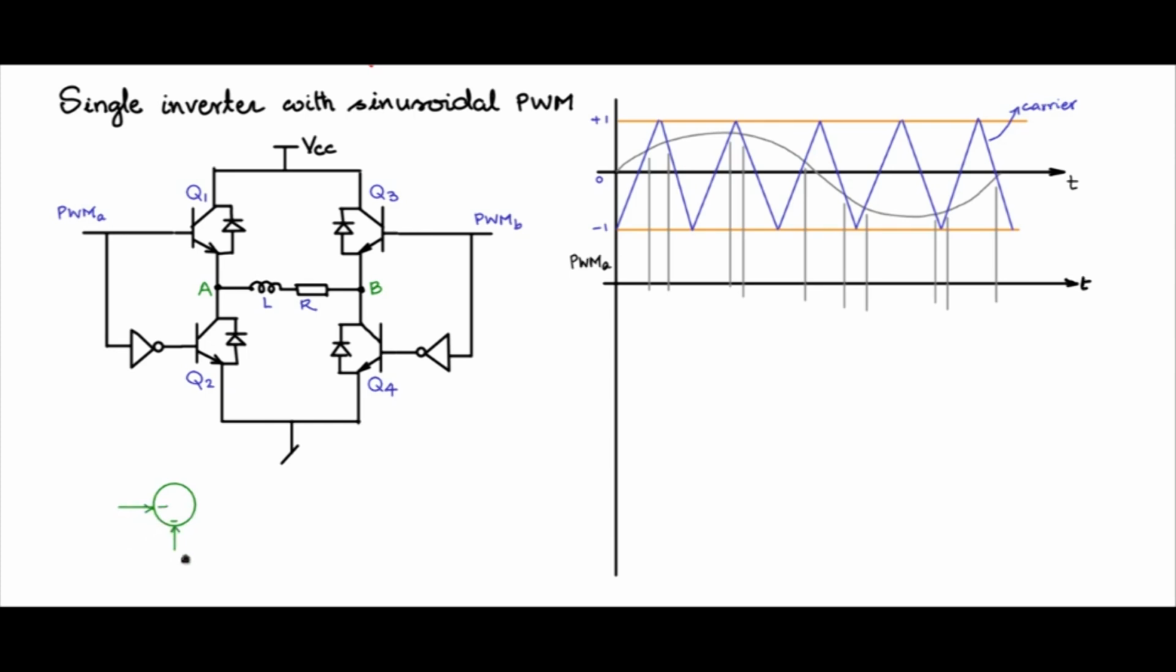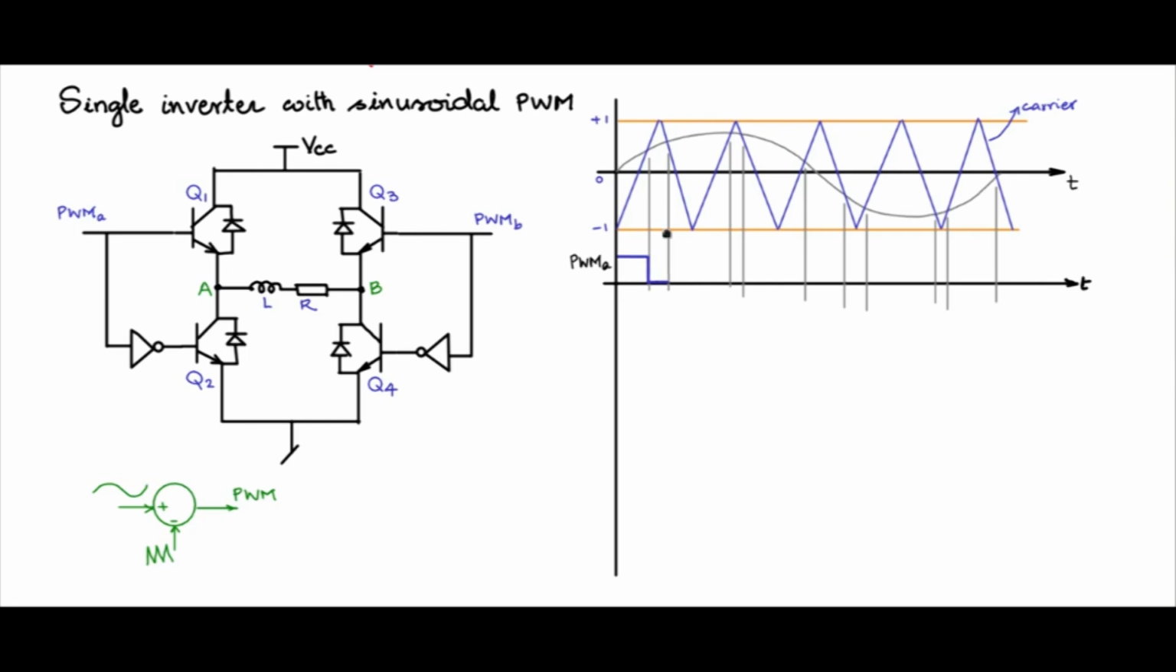So you have a comparator, plus, minus. You are having the modulating signal sine wave given to the plus, carrier given to the minus, and the output of that is the PWM signal. Which means that whenever the modulating signal is higher than the carrier, you will get a high, and whenever the modulating signal is lower than the carrier, you will get a low. So let us draw that.